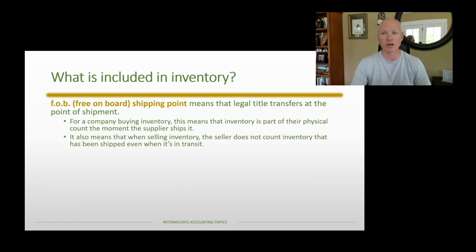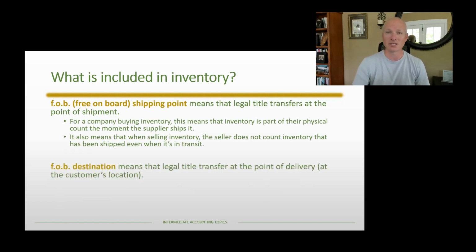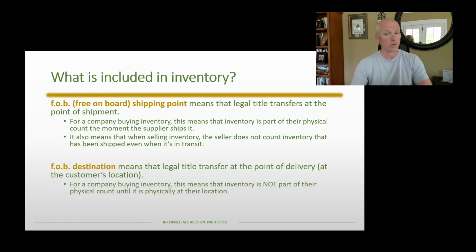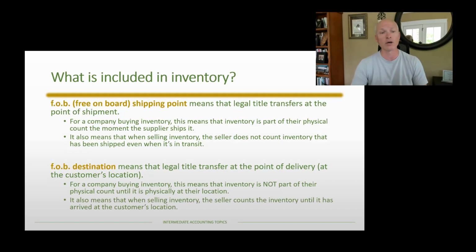The other way you could arrange it is called FOB destination. FOB destination means that legal title transfers once it's been delivered to the customer. So again, thinking back to our example, when it's on that truck, it still belongs to Coca-Cola, not to Walmart. The buyer, Walmart, would not include that inventory in their physical count, but the seller, Coca-Cola, would include that inventory in their physical count.